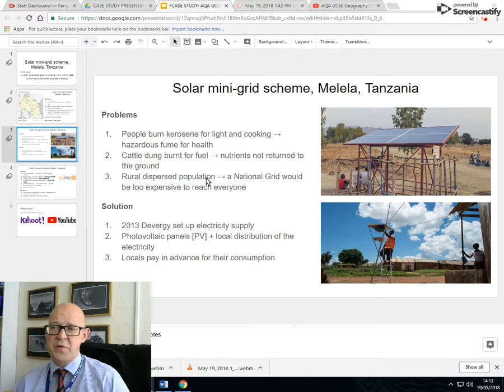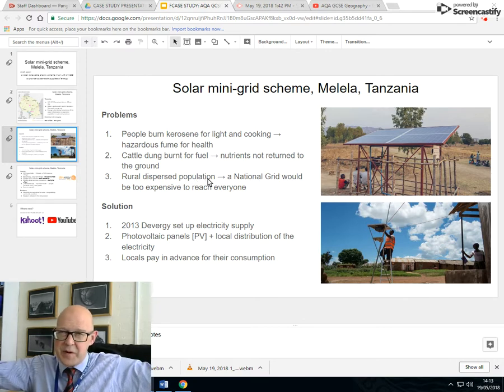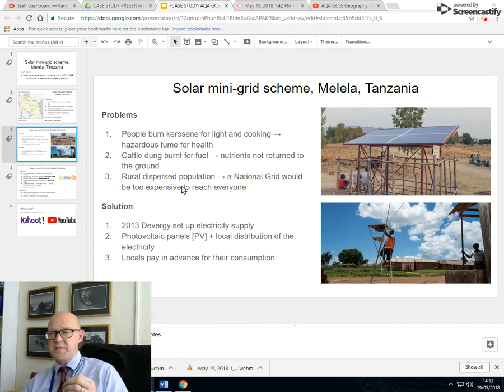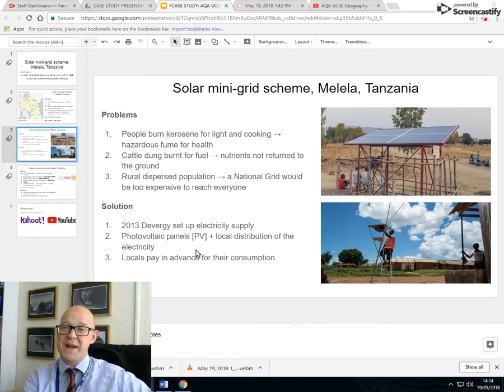Finally, rurally dispersed population, a very, very spread out population. So as I said before, national grids don't really work. So you want something that gets to everybody really easily. So in 2013, a company called Devergy was set up to supply electricity, and they do PV cells such as this, and you can see an engineer here. They then distribute the electricity to homes. Locals pay in advance for their consumption, and by paying in advance, they're actually giving enough money to the company for it to then go and invest.